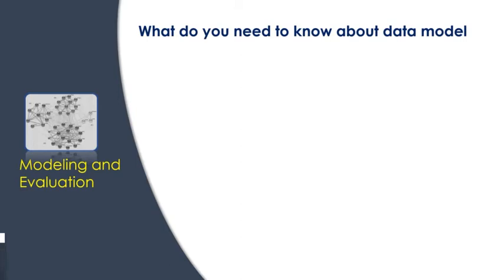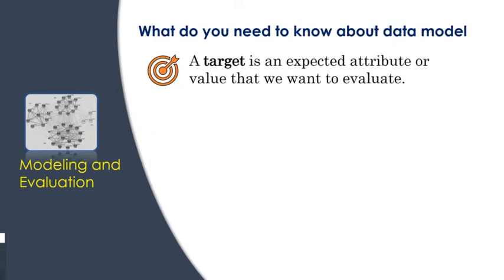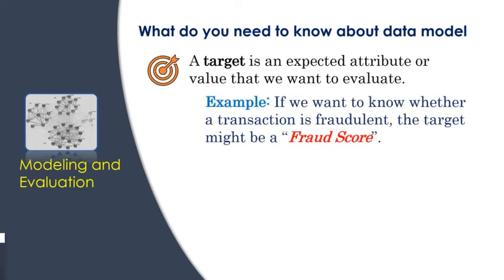So what do we need to know about the data model? The first one is the target. We must have a target so that we can analyze based on the target. We will always have a target and we want to find that target. A target is an expected attribute or value that we want to evaluate. For example, if we want to know whether a transaction is fraudulent, the target would be the fraud score. Okay, so we want to calculate the fraud score.